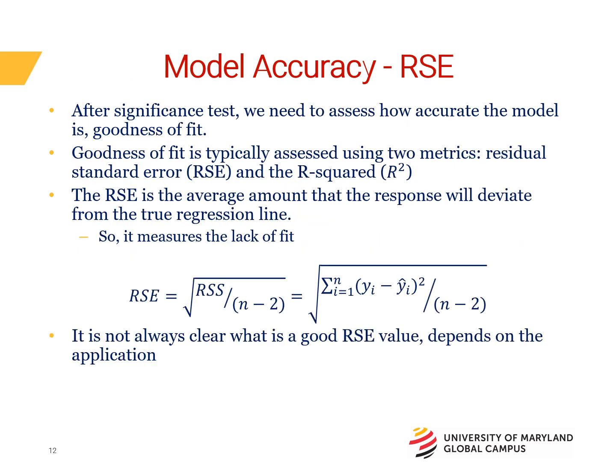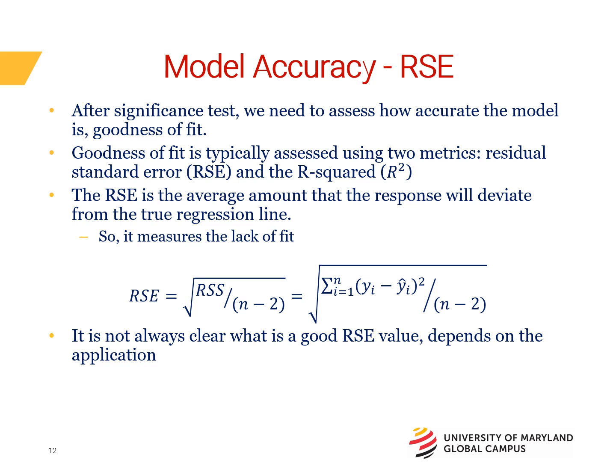Up to this point, we talked about how we would estimate the parameters using least squares, how we put confidence intervals on the estimated parameters, and then how to perform a significance test on the estimated parameters. Here we discuss model accuracy in a different way, which means how accurate the model is, which is also called goodness of fit.